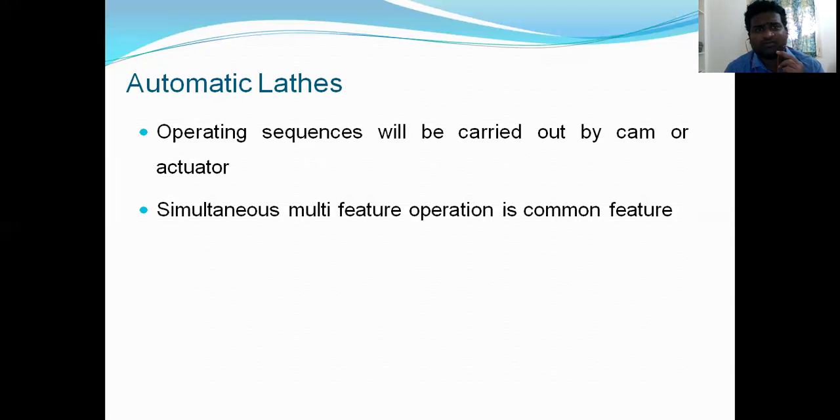Based on our requirement, we are fixing different types of motors in different places. So we are fixing the sequences also. By actuating, these operating sequences are carried out by the actuator, and simultaneous multi-feature operation is a common feature in the automatic mode. Simultaneous multi-feature means one operation is done after another in the automatic lathe. So this is all carried out by the actuators. The actuators actuate the mechanisms.